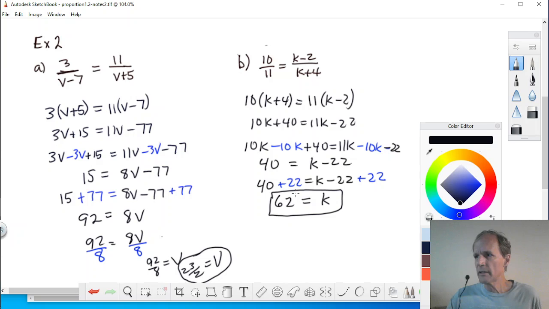Okay, so that's all the examples we're going to do today. It's really the same thing we've been doing with that step at the beginning of cross multiplying. Have to make sure that you do that right and that you distribute if necessary. If there is a sum involved in the cross multiplication, you have to distribute. And so that's all for now.